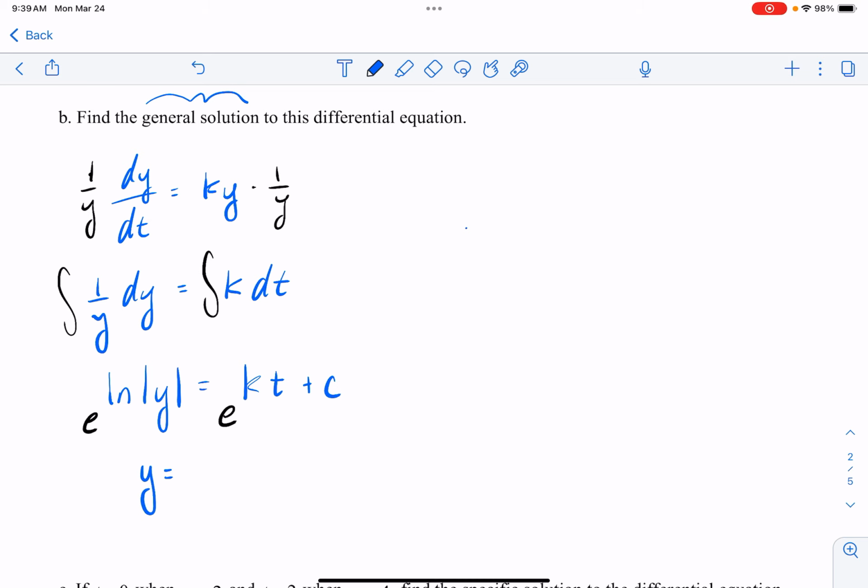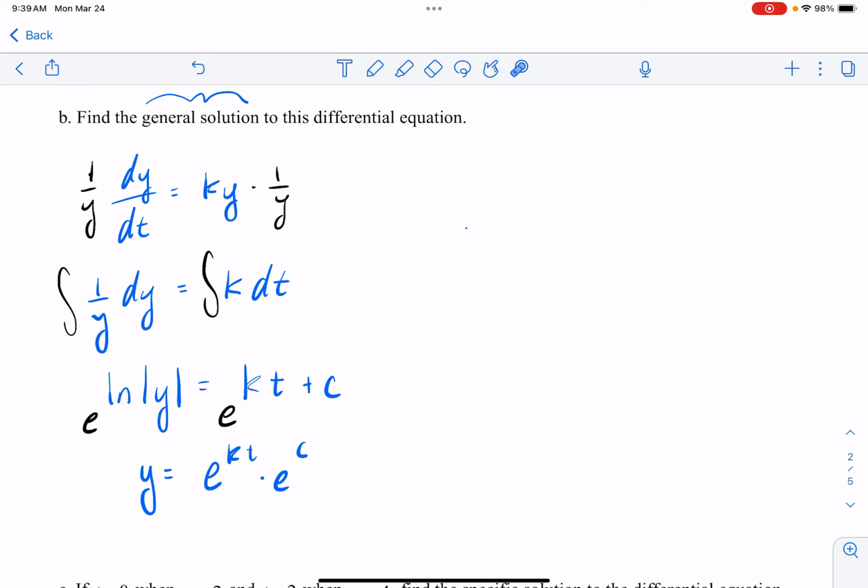And on the right side, we have e to the kt times e to the c. Now you might be wondering, there's two things you might be wondering actually. Where did the absolute value symbol go, right? From here to here, we lost our absolute value symbol.